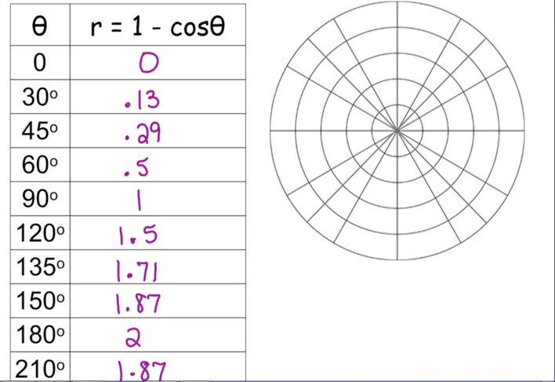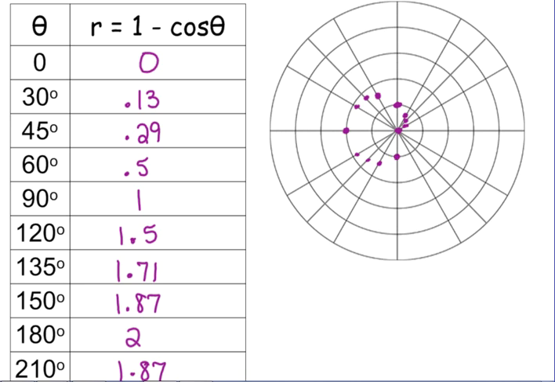So let's plot them. 0, 0 at the origin. 30 degrees is 0.13, so we barely really move away from the origin there. 45 degrees is 0.29. Again, we've moved out just a little bit. 60 degrees is 0.5. 90 degrees is 1. 120 is 1.5, 1.7, 1.9. 180 is 2. 210 is 1.87. It's like we're spiraling back in.